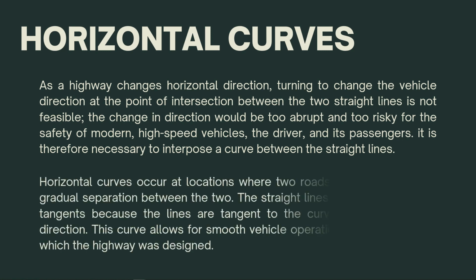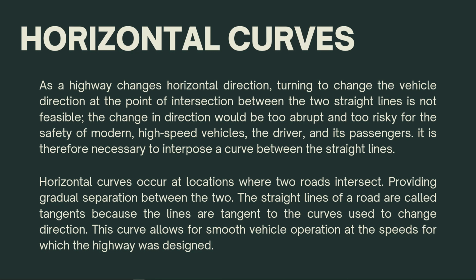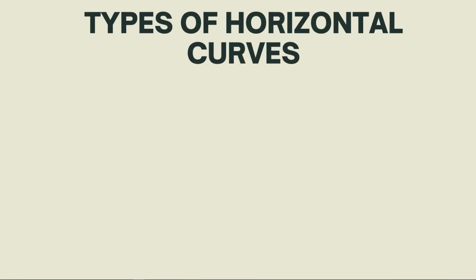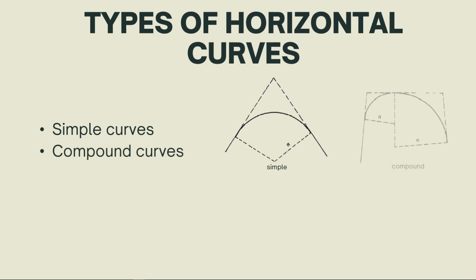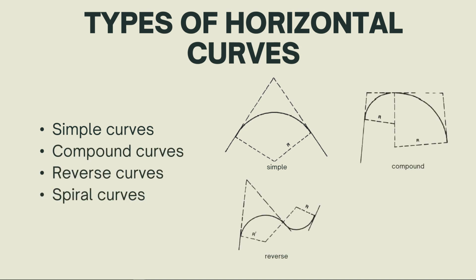Now, horizontal curves occur at locations where two roads intersect, providing gradual separation between the two. The straight lines of a road are called tangents because the lines are tangent to the curves used to change direction. This curve allows for smooth vehicle operations at the speeds for which the highway was designed. There are four types of horizontal curves, namely simple curves, compound curves, reverse curves, and lastly, spiral curves. Allow me to pass the floor to the next reporter for an in-depth presentation about the simple curve.